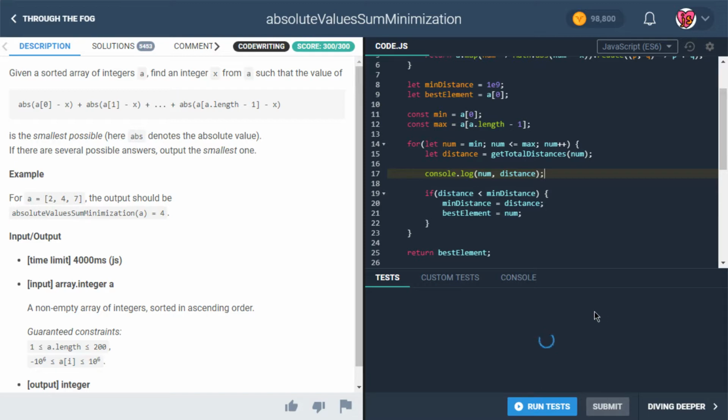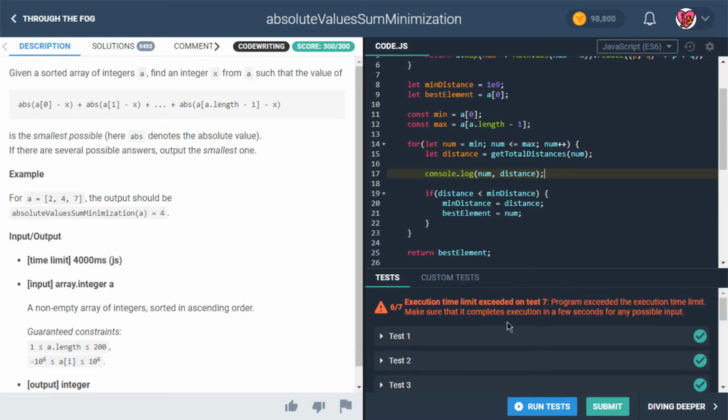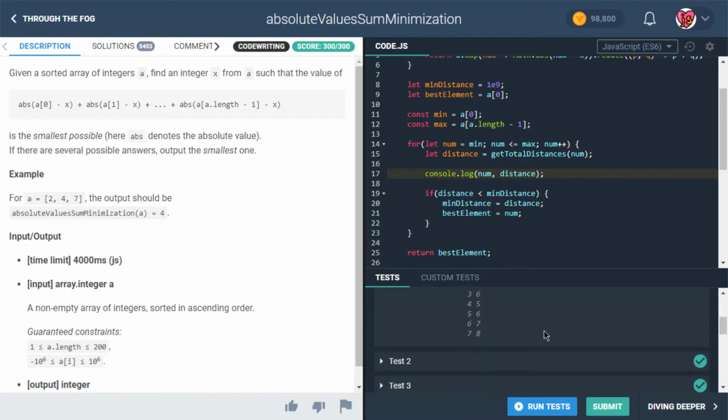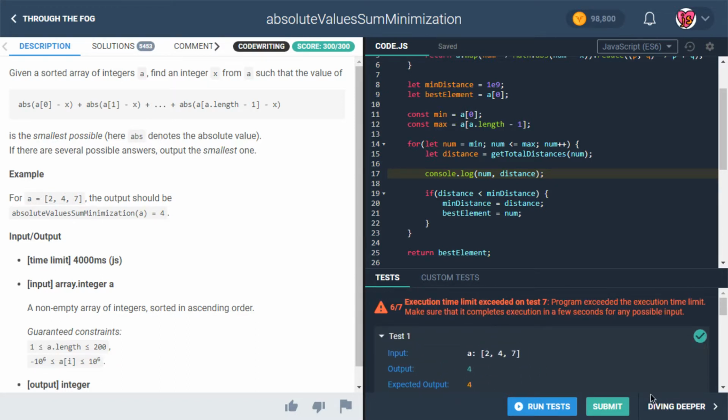It might not be able to output all that for test 7. Okay, so we've got the number on the left here, 2, 3, 4, 5, 6, 7, and then we've got the total distance here. And we find that the minimum here is 5, and that makes sense that it would be at 4, which is the number that we're returning ultimately. And that's why we are getting the right values when it doesn't exceed the time limit.